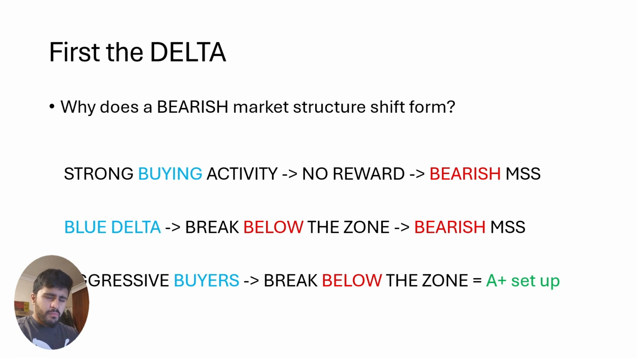So why does a bearish market structure shift actually form? So strong buying activity, no reward, results in a bearish market structure shift, right? Seeing positive delta and a break below the zone corresponds to a bearish market structure shift.